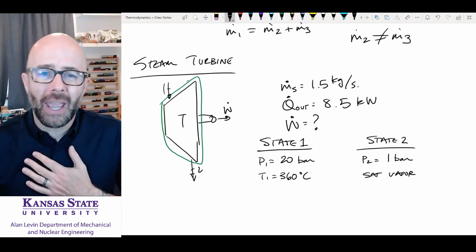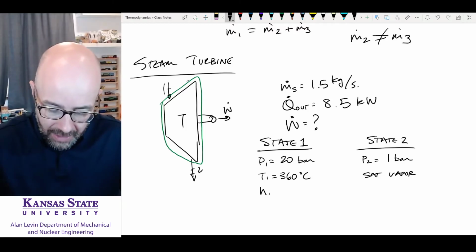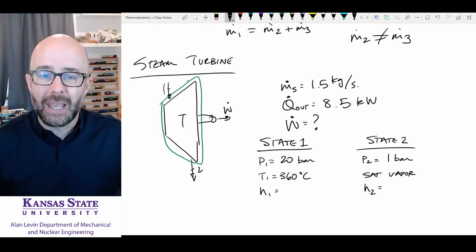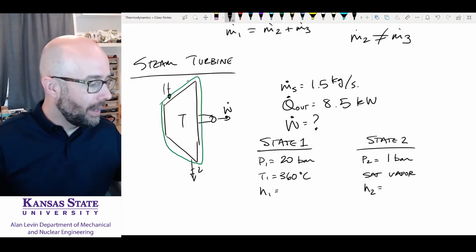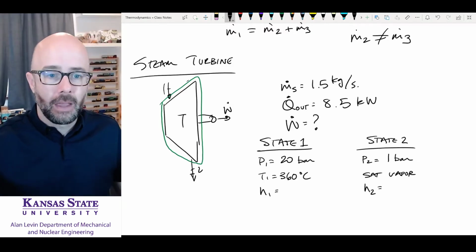Now, I can look ahead and say, you know what? I'm going to have to know my enthalpies. I'm going to have to know what my enthalpy is at 1 and what my enthalpy is at 2. That's going to be needed for my equation looking ahead. So I'm going to go ahead and find those right now, and I'm going to turn to my document camera.